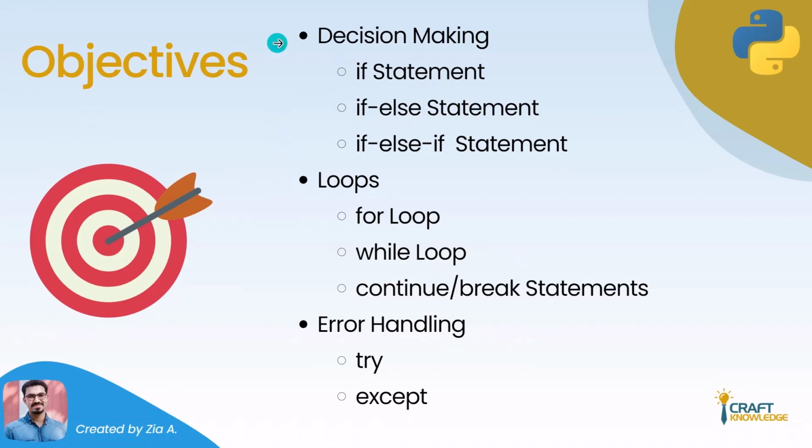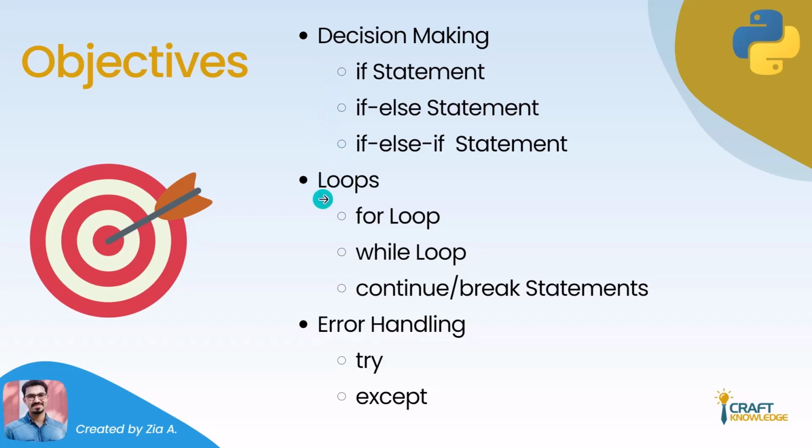We'll talk about decision making. Our program will be making its own decisions, and in decision making we have mainly three types of statements: if statement, if else statement, and if else if statement. We also have multiple combinations of these three statements, but mainly these are the three. And then we can have as many combinations of these decision making statements as we need.